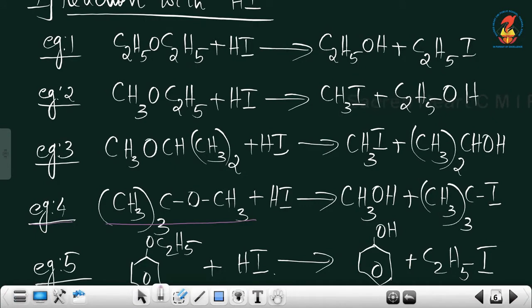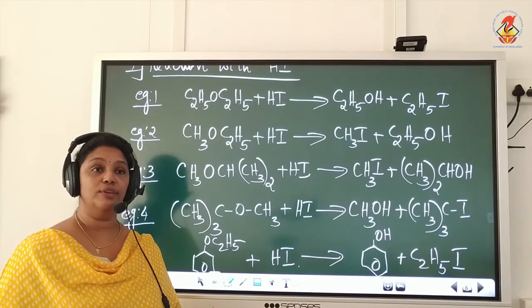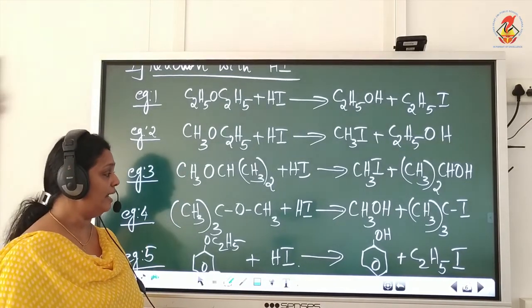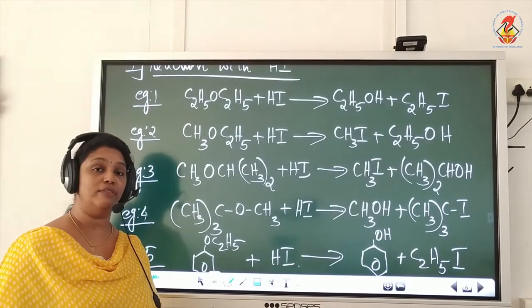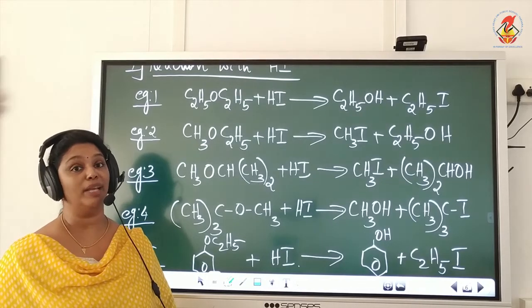(CH3)3COCH3. This is the methyl group and this is the tertiary alkyl group, that is (CH3)3C, plus HI. Now if it is a tertiary alkyl group, this will go as halide, (CH3)3CI, and the lower group, the methyl group, will go as alcohol. Now, the reason for this is the tertiary alkyl group will undergo the reaction with HI by SN1 mechanism.